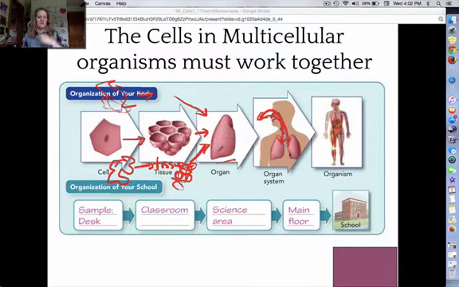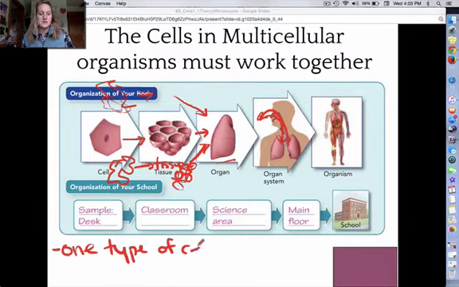So just to let you know, it's not just one cell that makes up all the different tissues. It's a lot of different cells. So one type of cell does one type of job. Maybe something you want to have in your notes. It has one type of function.